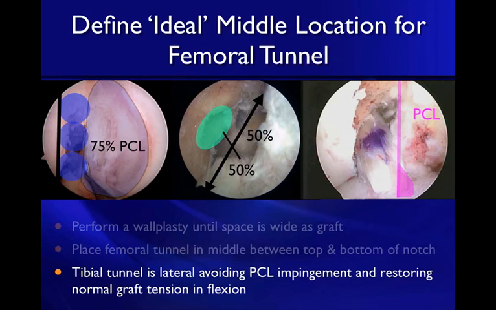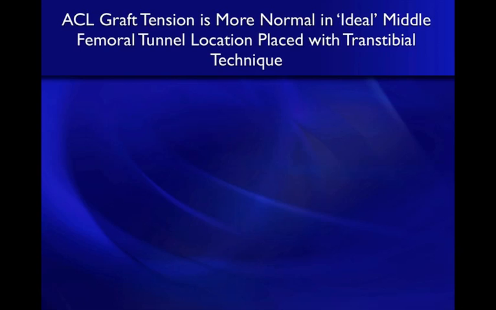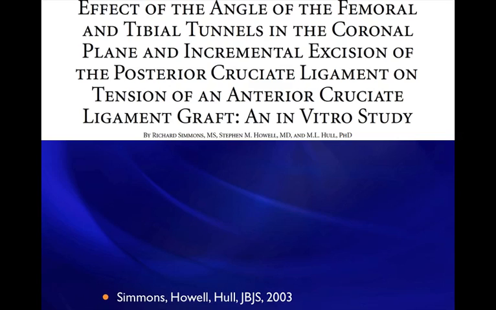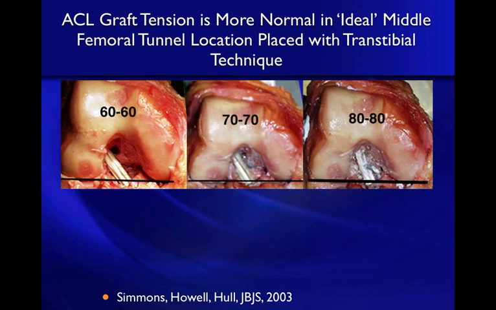and this restores a more normal tension in the graft, similar to that of the intact ACL. And we know that the ACL graft tension is more normal in this ideal middle femoral tunnel location when it's placed with the transtibial technique, based on our paper that we published in JBJS in 2003, where Richard Simmons looked at the effect of the angle of the femoral and tibial tunnels in the coronal plane and incremental excision of the posterior cruciate ligament on the tension of an ACL graft, an in vitro study.